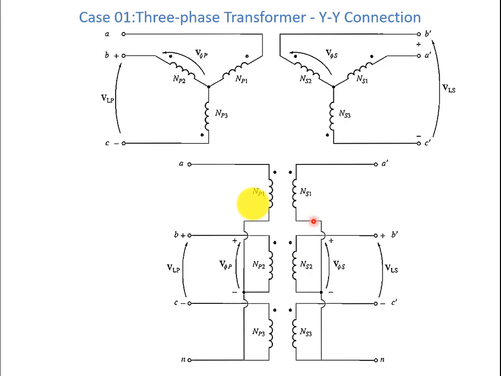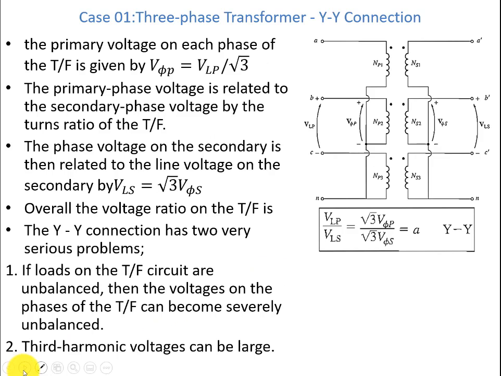So these are just the connections of the three-phase transformer in YY connection. The primary voltage on each phase of the transformer is given as V phase primary equals VLP over square root of 3, that we know from our previous circuit analysis subject. The primary phase voltage is related to the secondary voltage by the turns ratio of the transformer, here the turns ratio A.